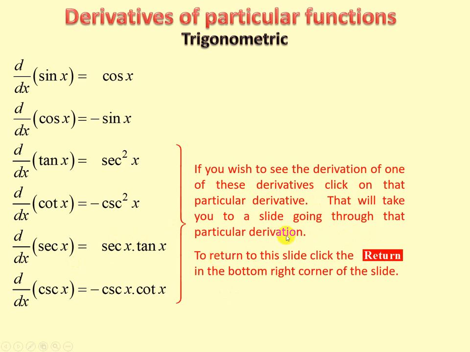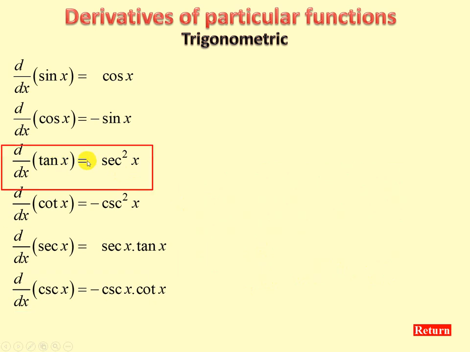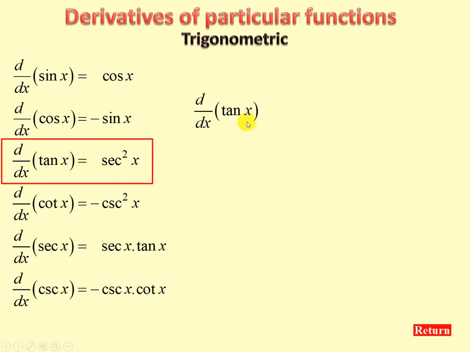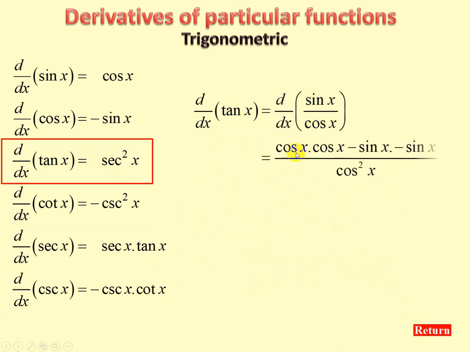Notice with derivation, we're not differentiating, it's derivation of the derivative. To return to the slide, click the return in the bottom right-hand corner. So let's click on the derivative of tan. There we are. Tan, there's the return in the corner. Tan, we always go to sine over cos. There is a quotient rule, so it's going to be the derivative of sine times cos minus sine times the derivative of cos, all over cos squared.